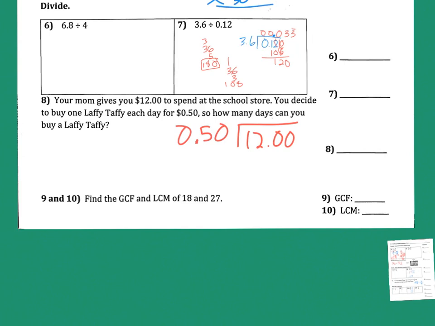Number 9 and number 10. It wants you to find the greatest common factor of 18 and 27 and then find the lowest common multiple of 18 and 27. That's kind of a review from last chapter. I think you can handle that one. I want to see what you come up with.